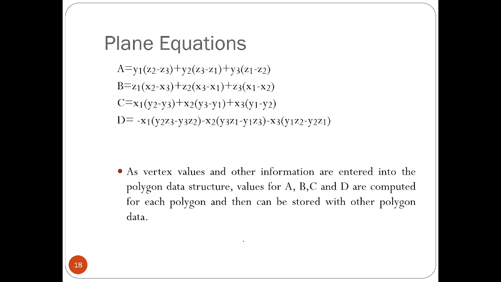So A equals y1 of (z2 minus z3) plus y2 of (z3 minus z1) plus y3 of (z1 minus z2). B equals z1 of (x2 minus x3) plus z2 of (x3 minus x1) plus z3 of (x1 minus x2). C equals x1 of (y2 minus y3) plus x2 of (y3 minus y1) plus x3 of (y1 minus y2). D equals minus x1 of (y2 z3 minus y3 z2) minus x2 of (y3 z1 minus y1 z3) minus x3 of (y1 z2 minus y2 z1). As vertex values and other information are entered into the polygon data structure, values for A, B, C, D are computed for each polygon and then can be stored with the other polygon data.